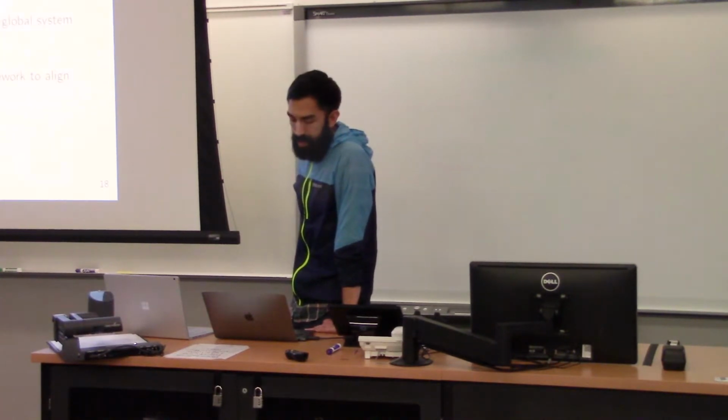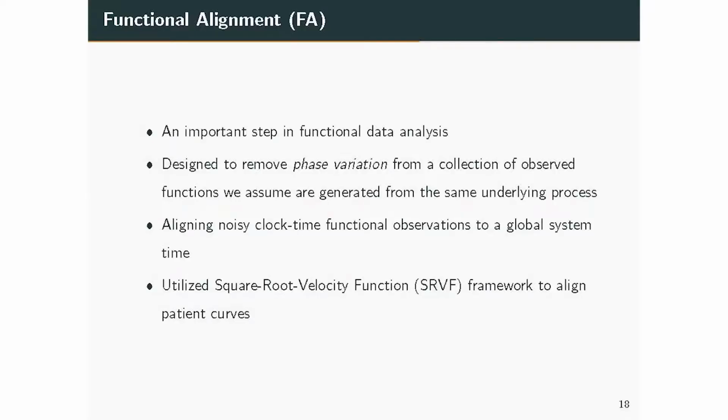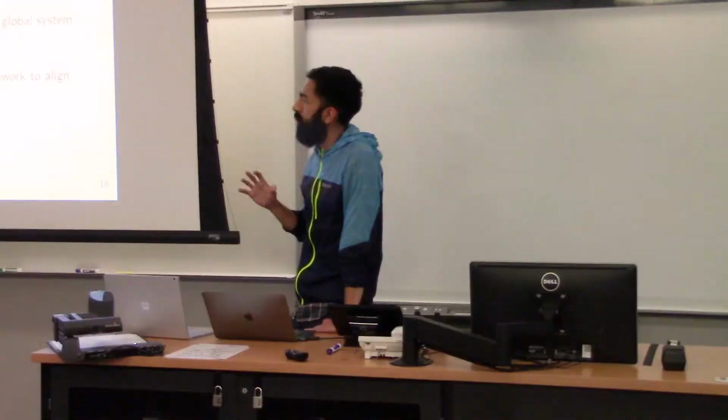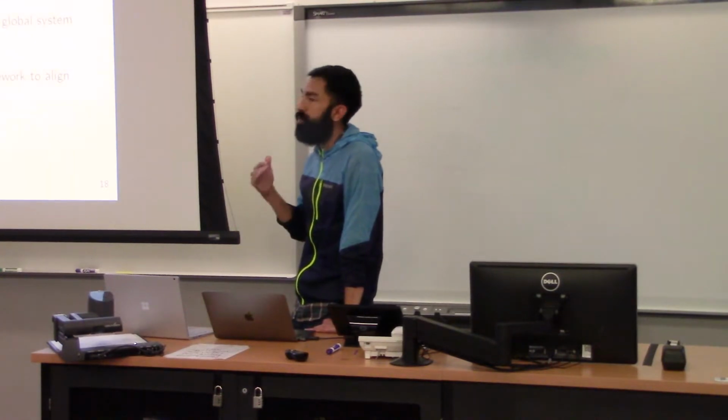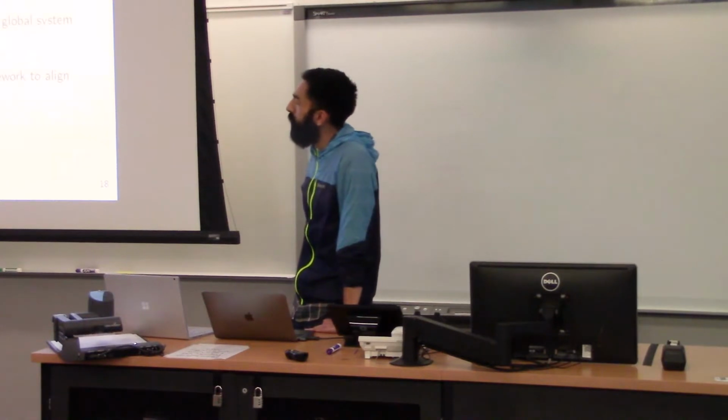So after doing the missing data imputation, we move on to this functional alignment step, and it's really an important one in functional data analysis. The idea here is that we're interested in removing phase variation, we call it, from a collection of observed functions that we assume are generated from the same underlying system process. Another way of thinking about this is that we're interested in aligning these noisy clock time functional observations to some global system time that we think truly dictates the underlying process that generates these patient curves.